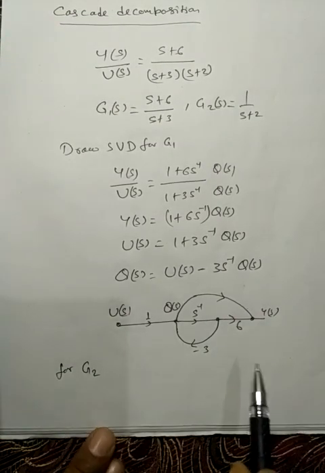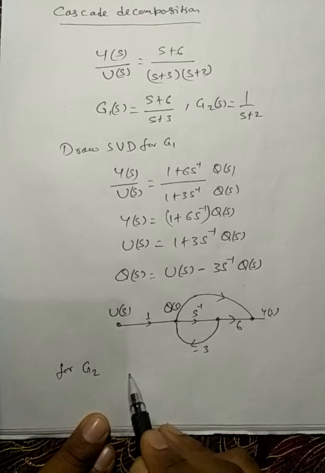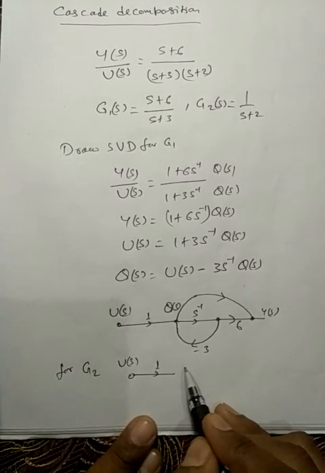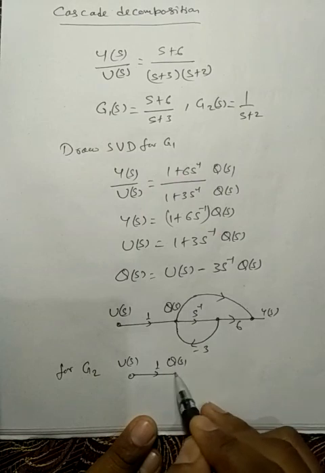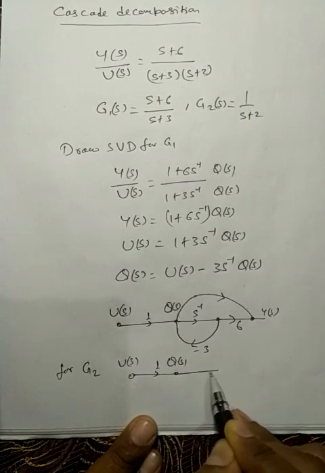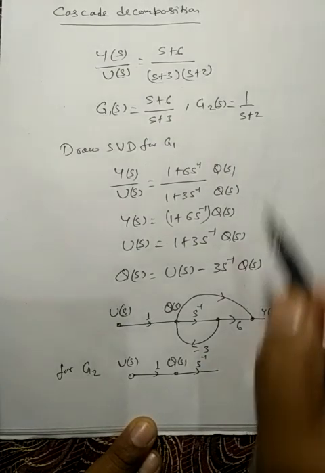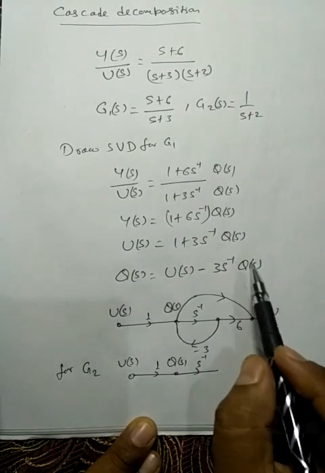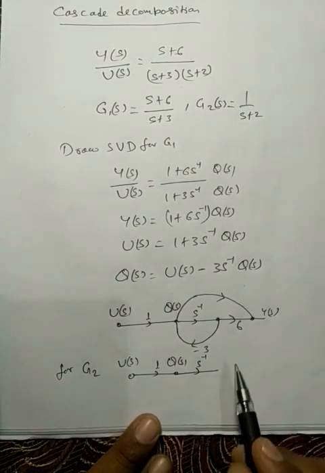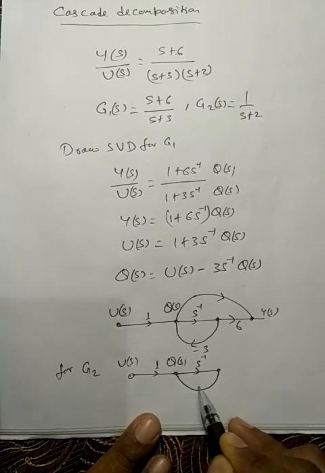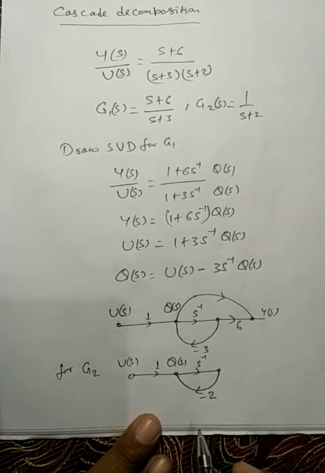and that for G2 I can draw it as here Us, transmittance 1, here I am having Qs, this one is S inverse, this will be S inverse over 1 plus 2S inverse, right? So from here a feedback of minus 2.